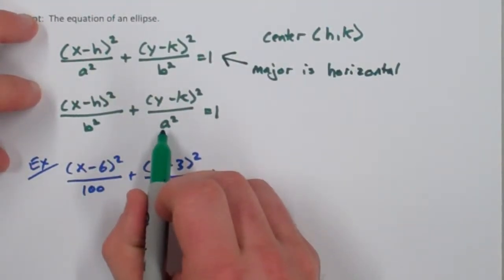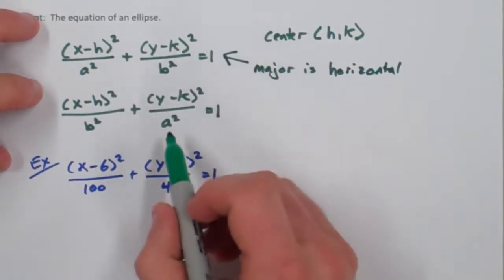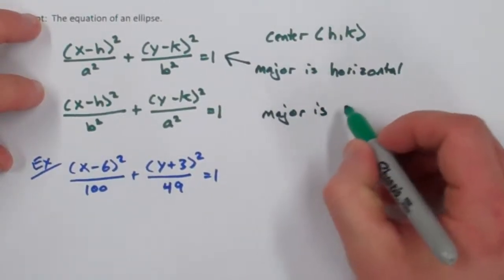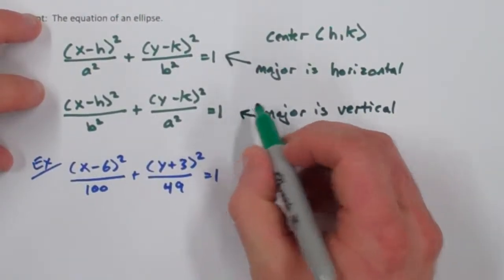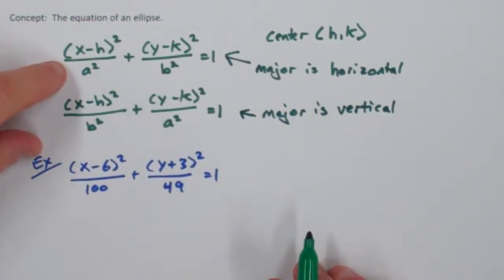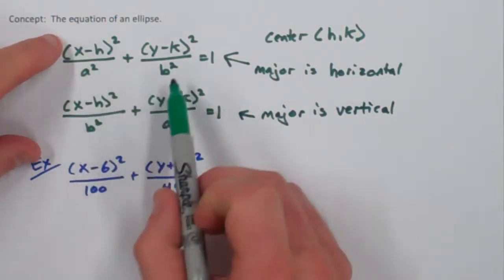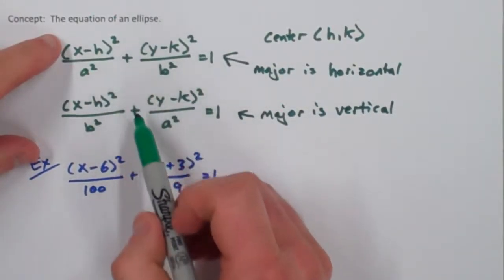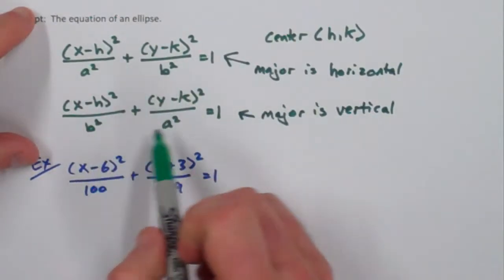For the other equation, we've got the a underneath the y, and so the major axis will be in the y direction, which is up and down, or we could say vertical. And that's the major difference between these two. Everything else is the same. The h and the k never change. The h is always by the x, and the k is always by the y. Each one has to be squared. There has to be a plus sign in the middle for it to be an ellipse. But we can have different values underneath.